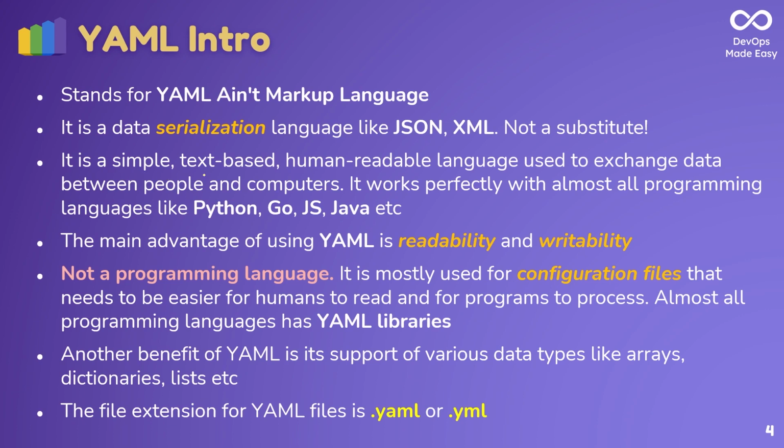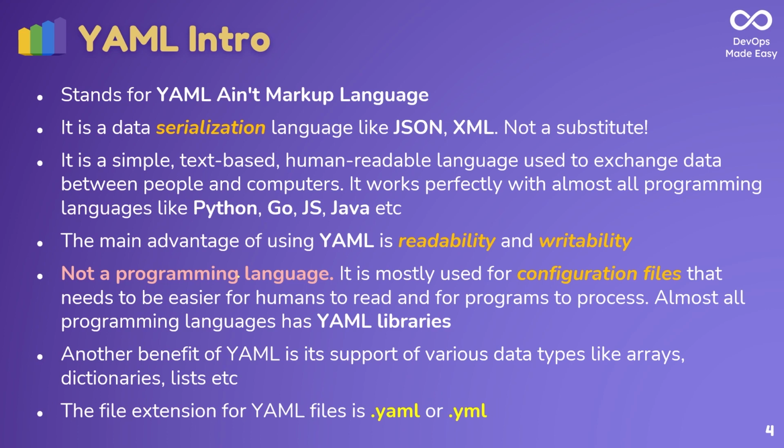YAML is a simple, text-based, human-readable language that is used to exchange data between people and computers. It is basically a configuration language that we provide to DevOps tools, and it works perfectly with all programming languages like Python, Go, JavaScript, Java, etc. Every programming language that we come across reads and writes YAML files. The main advantage of using YAML files is its readability and writability. Using YAML, it is very easy to read and write the configuration when compared to JSON and XML, which are a bit difficult.